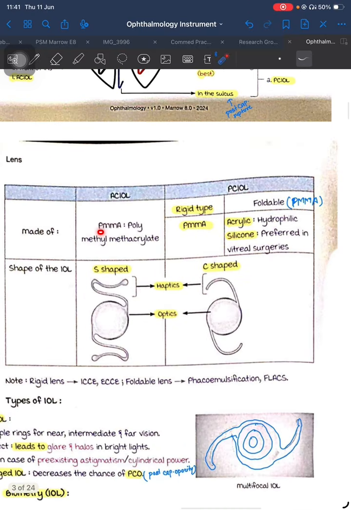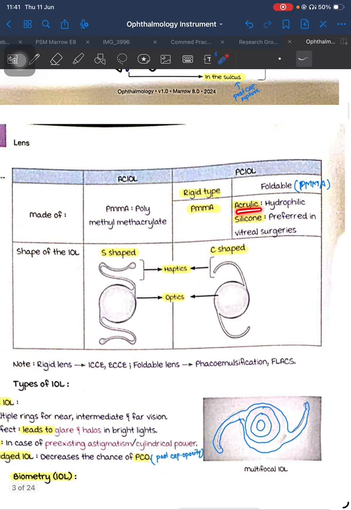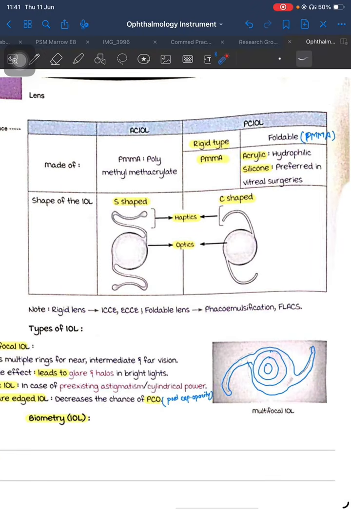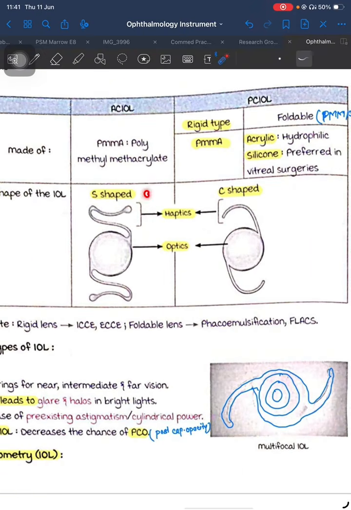Here, anterior chamber is made of PMMA, polymethyl methacrylate, and posterior chamber intraocular lens, if it is rigid, is made of PMMA, polymethyl methacrylate, and if it's foldable, it is made of acrylic or silicone gel. Thus, there is nothing more to remember about the lens. Just remember that anterior chamber lens is S shape and posterior chamber lens is C shape.